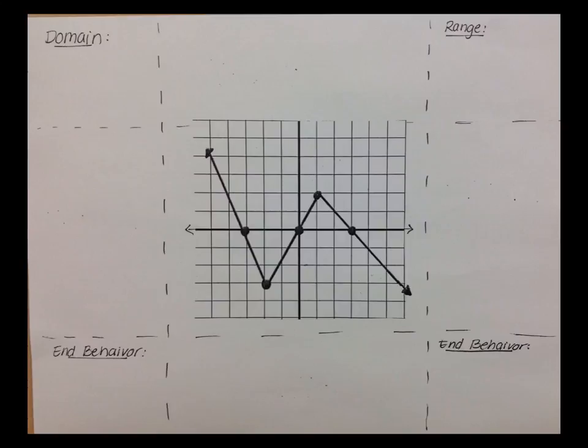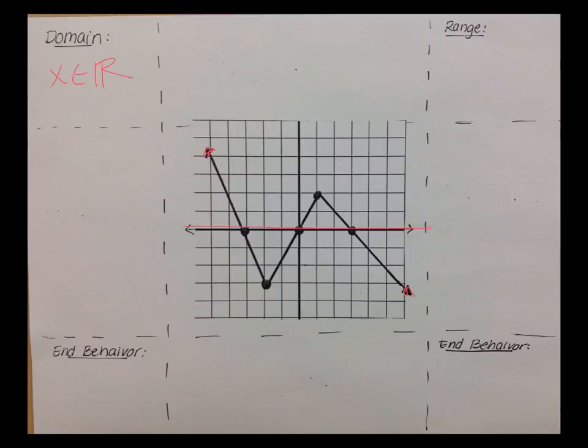So the first word that we're going to discuss is domain, which is the set of all x's that are covered by this function. As you can see, the domain of this function is going to be all real numbers because we can see that it's heading off, the function is, we can tell by the arrows, in both directions, which means all x values, which is this axis, are going to be covered by the function at some point.